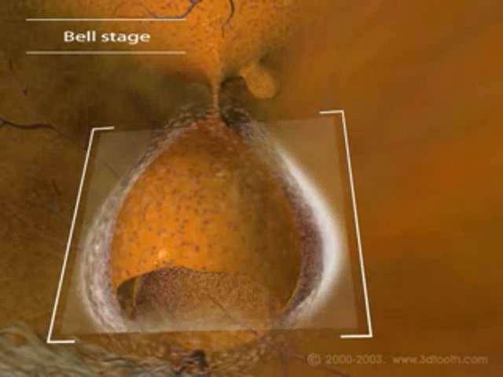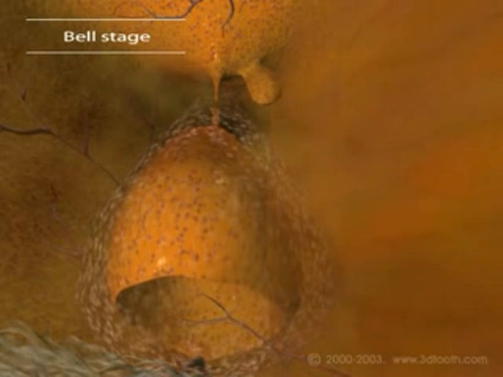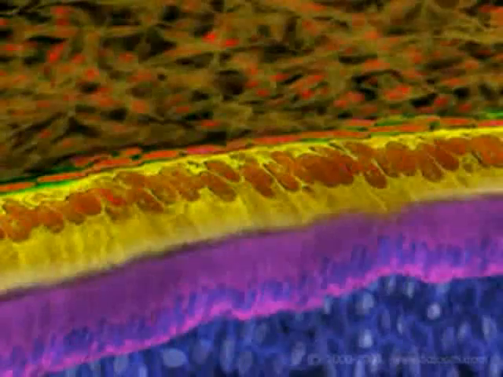By the time the tooth bud pinches off from the dental lamina at the end of the bell stage, the inner enamel epithelium has folded to form the shape of the future crown. With a scaffold to work on, the masons of the tooth world go to work.